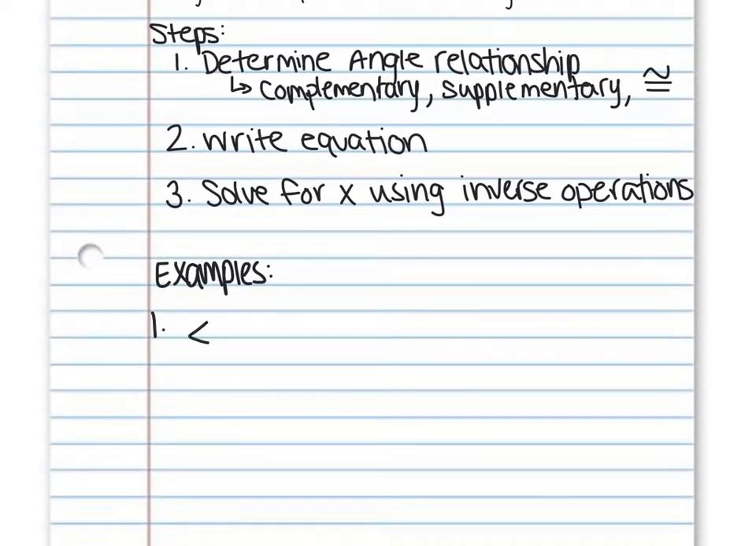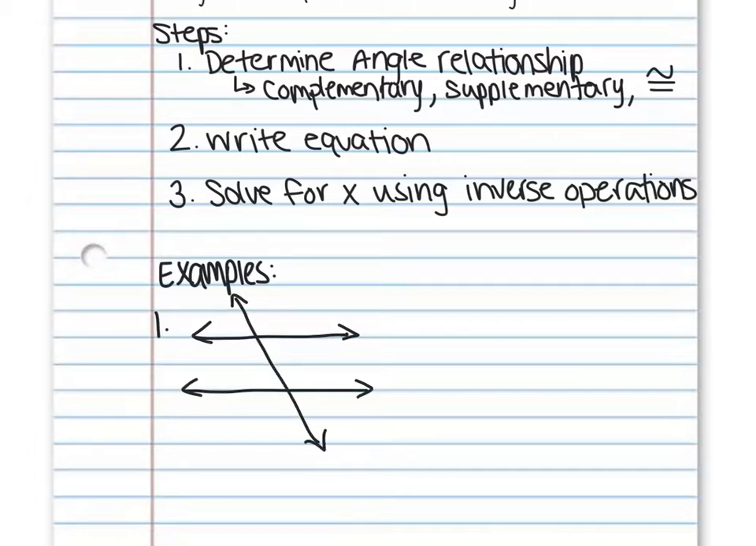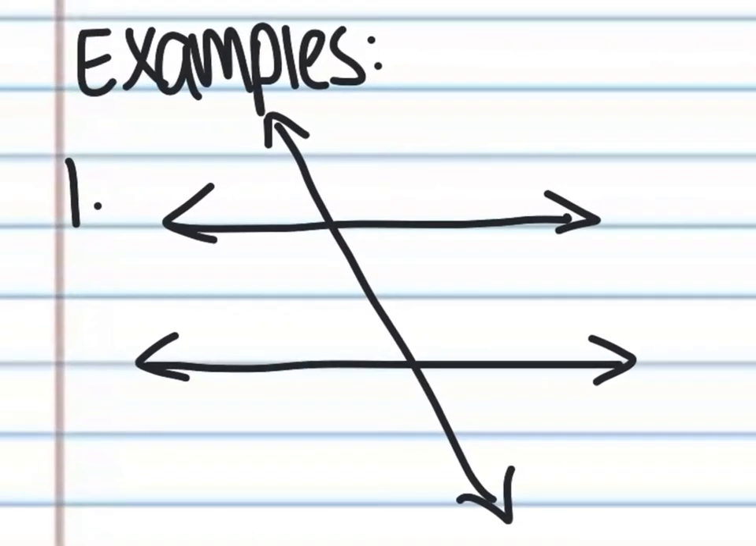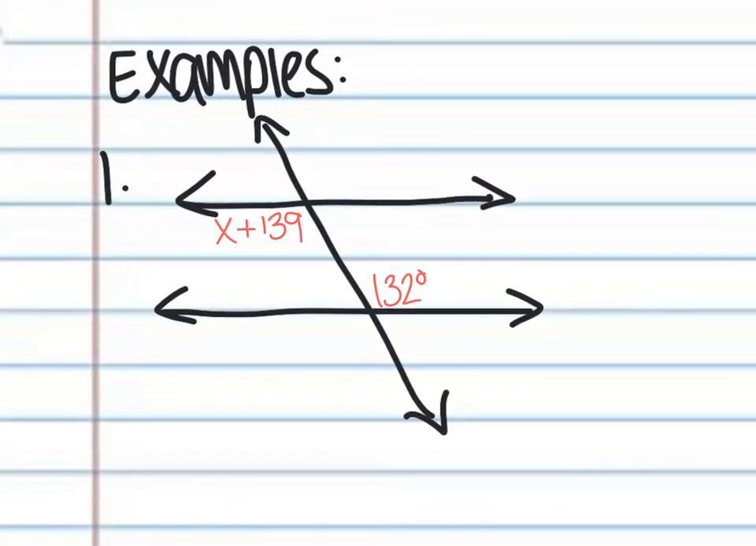So our first example here, we have our two parallel lines with our transversal, and I'm going to label a couple of angles. We have this angle here, x plus 139, and then we have this angle here, 132 degrees. So our first step is to determine the angle relationship. Are these complementary, are these supplementary, or do they add up, or are they congruent?